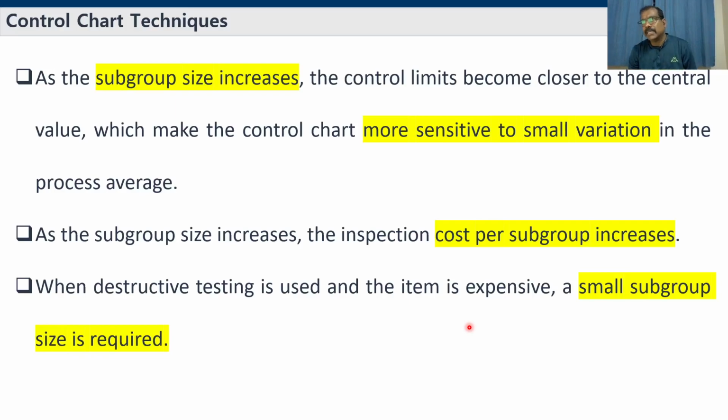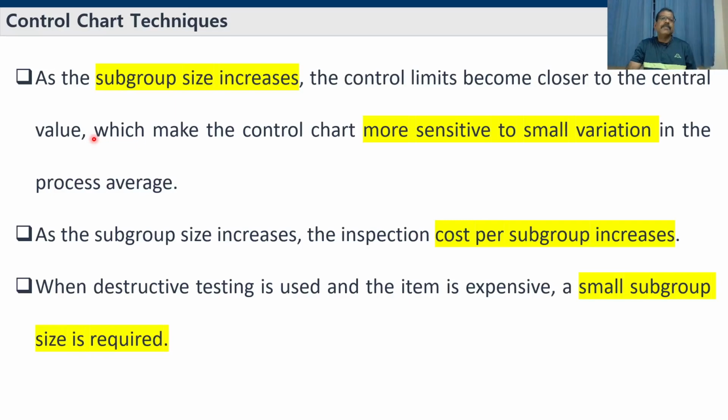Then control chart techniques. Some techniques are there in terms of control charts. As the subgroup size increases, if we have more subgroups in our samples, the control limits become closer to the central value. If you increase the number of samples and analyze more subgroups, we can minimize the variation and go closer to the nominal value. But subgroup creation will lead to increased inspection cost, so you can't increase the number of subgroups too much.